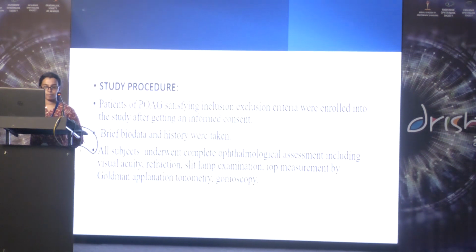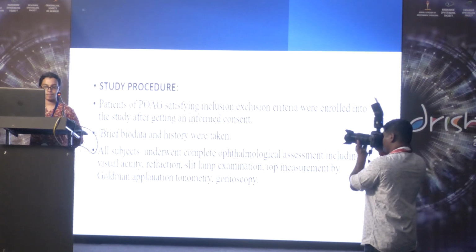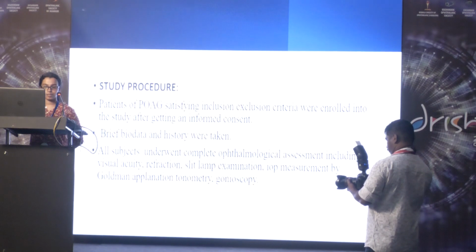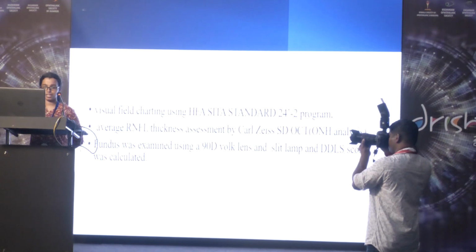Study procedure: patients with POAG satisfying inclusion-exclusion criteria were enrolled into the study after getting informed consent. Brief biodata and history were taken, and all subjects underwent complete ophthalmological assessment, including visual acuity, refraction, slit lamp examination, IOP measurement by Goldmann applanation tonometry, and gonioscopy. Visual field charting was done using the HFA Carl Zeiss standard 24-2 program. Average RNFL thickness was assessed with Cirrus spectral domain OCT. The fundus was examined using a 90D lens and slit lamp, and DDLS score was calculated.